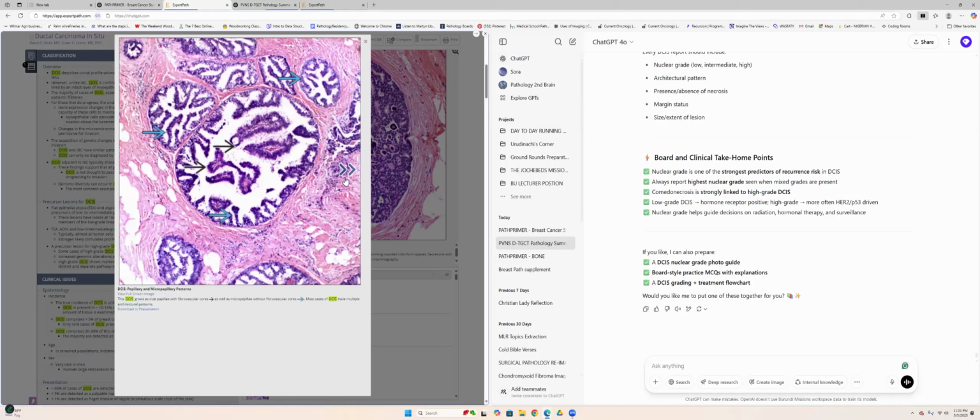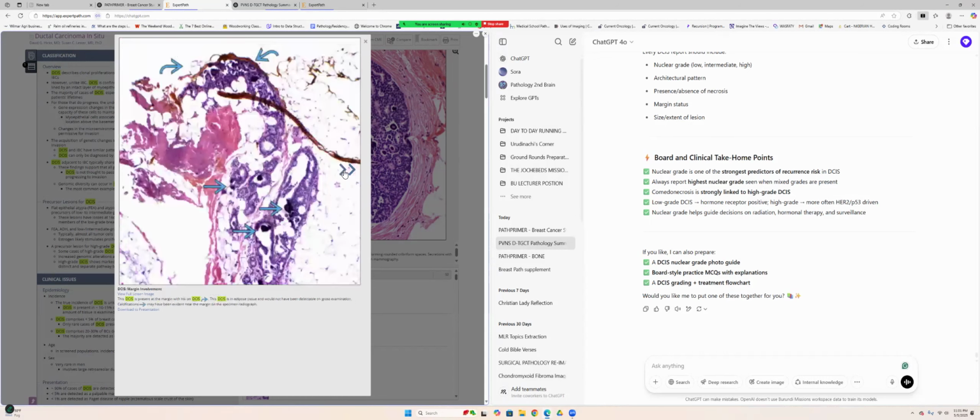The DCIS grows as true papillae with fibrovascular cores, as well as micropapillae without fibrovascular cores. Most cases of these cells have multiple architectural patterns. Calcifications may be evident near the margin of the specimen.